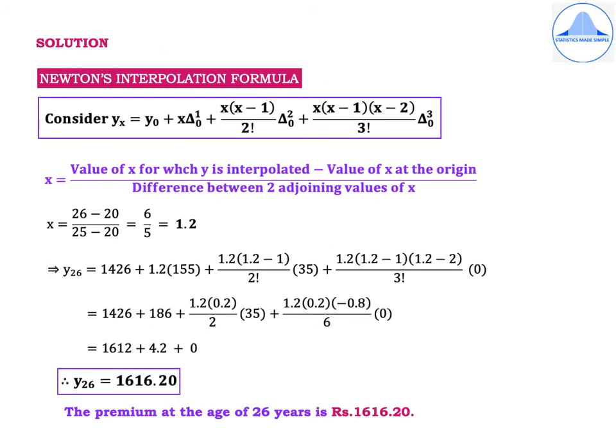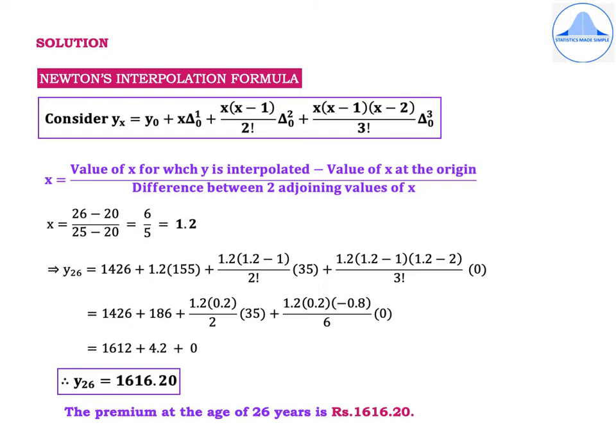Newton's interpolation formula is given by consider yx equal to y naught plus x delta naught to the power 1 plus x into x minus 1 by 2 factorial delta naught square plus x into x minus 1 into x minus 2 divided by 3 factorial delta naught cubed.